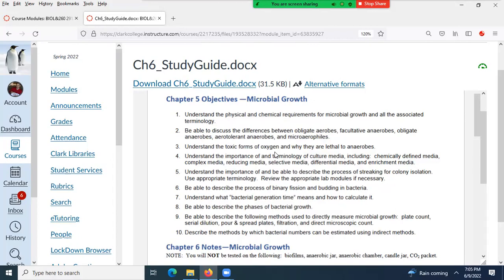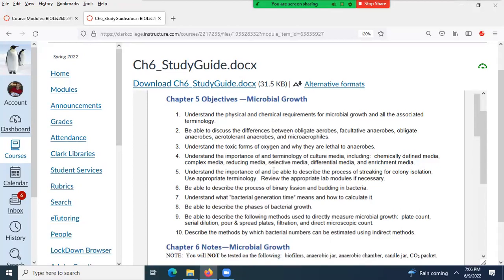Understand the toxic forms of oxygen and why they are lethal to anaerobes. They are lethal to aerobes, it's just the aerobes have the enzymes they need and the molecules they need to inactivate the lethal forms or the toxic forms of oxygen. Okay, like hydrogen peroxide that's made in your cells from simply aerobic respiration. The hydrogen peroxide that's made in your cells is removed by the enzyme catalase. Okay.